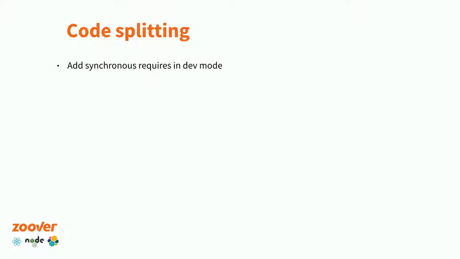There are ways around this. There are ways to deal with it. What I see people doing quite often is to add synchronous require statements in development mode for the modules that they have code split. That makes it work. That tricks Webpack into thinking that it's one big chunk, and the update will bubble up correctly, and you will know how to re-render.